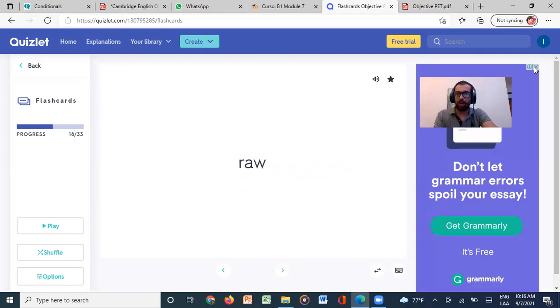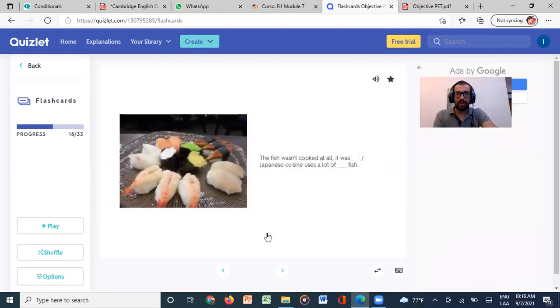Okay, what is raw? Raw is when the fish wasn't cooked at all. It was raw. Japanese cuisine uses a lot of raw fish. So raw is the opposite of cooked, right? Cooked, raw. Okay, so that would be the example.